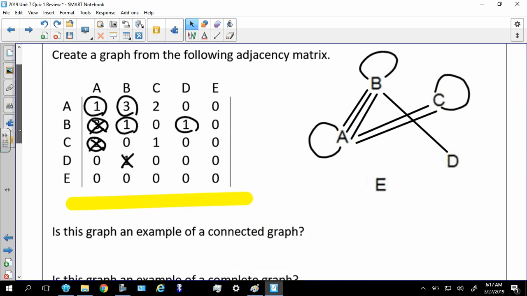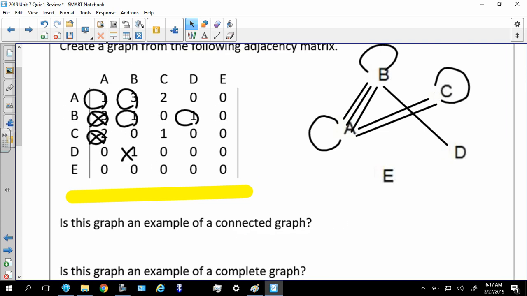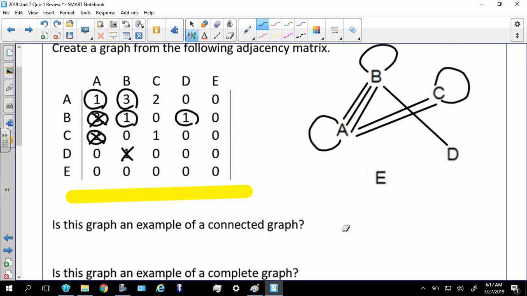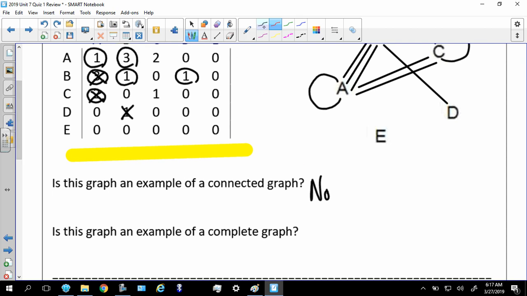Okay, now with that being said, let's go ahead and answer these 2 questions. So is this graph an example of a connected graph? The answer is no. It's not a connected graph because if you notice, E here is not connected to anything. Now of course I'm doing this just for example's sake, if E were connected to D, that would be a yes. But because that's not the case, then that's a no. And then is this a complete graph? Well, if it's not a connected graph, it's not going to be a complete graph. So the answer would be no.